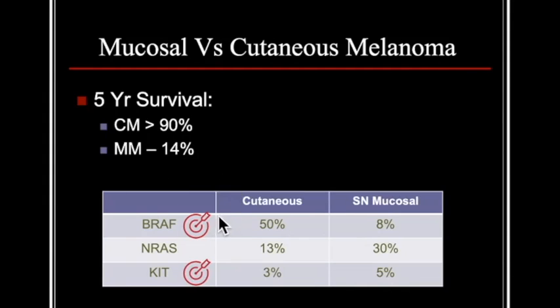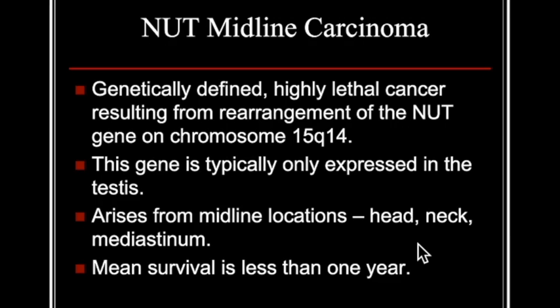We have targets for BRAF and KIT, which are relatively common mutations for cutaneous melanoma. Unfortunately, for sinonasal melanoma, there's a whole host of potential mutations. 30% have this NRAS mutation, which unfortunately right now does not have an oncologic target.